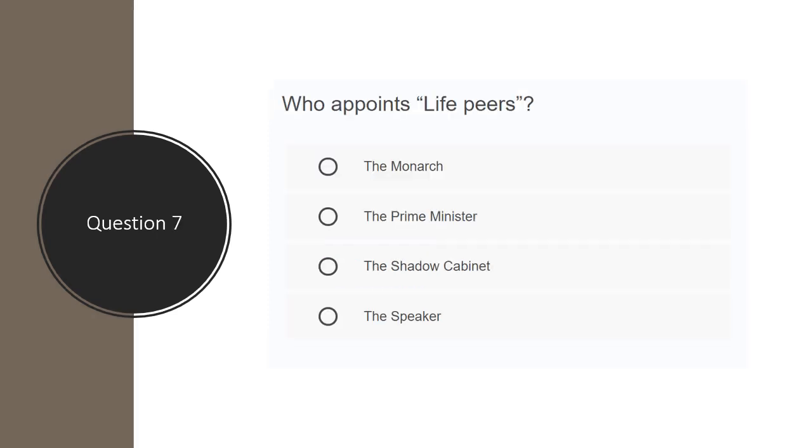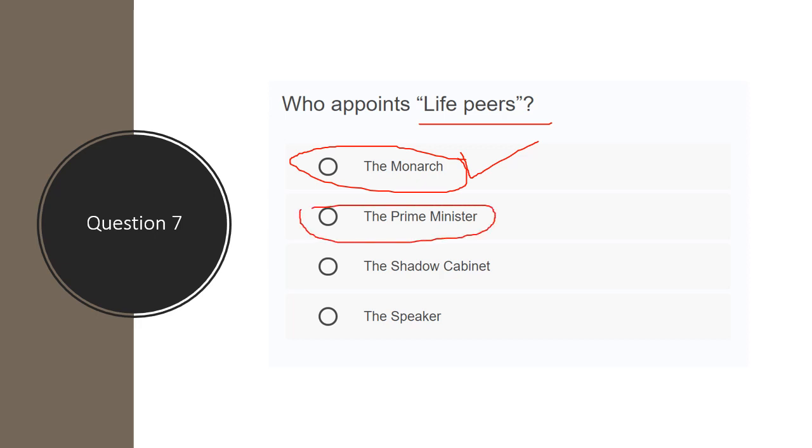Next is, who appoints life peers? Life peers are those people who are the members of the House of Lords for their lifetime, as long as they live. The appointment is made by the monarch. This question is very confusing because it is the Prime Minister who nominates them. Sometimes the question is, who nominates life peers? In that question, your answer would be the Prime Minister. But here, who appoints life peers? The appointment is done by the monarch or the queen. So that's the right answer. It's nothing to do with the shadow cabinet or the speaker.